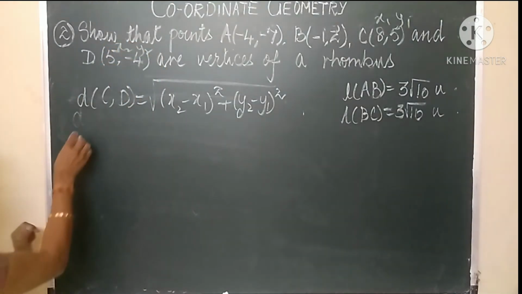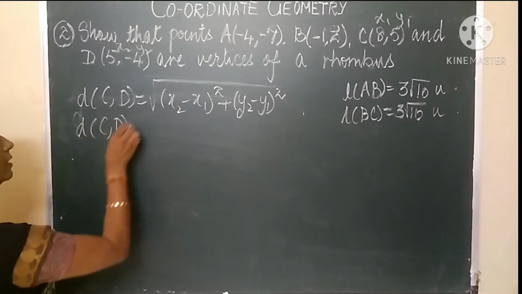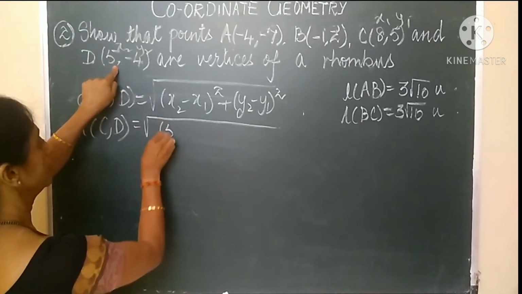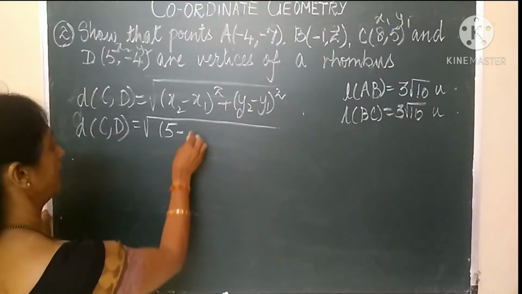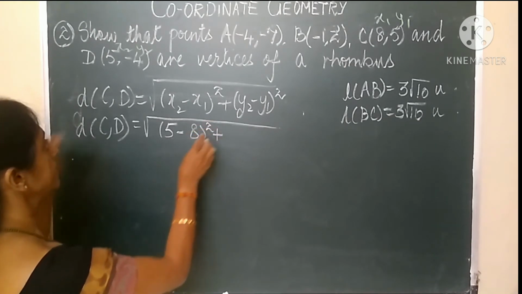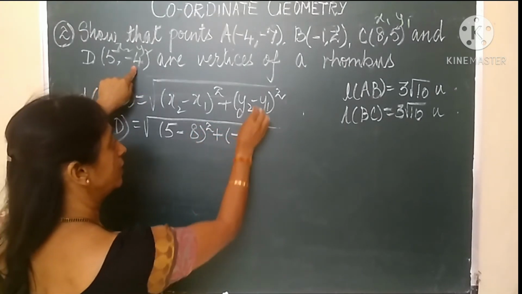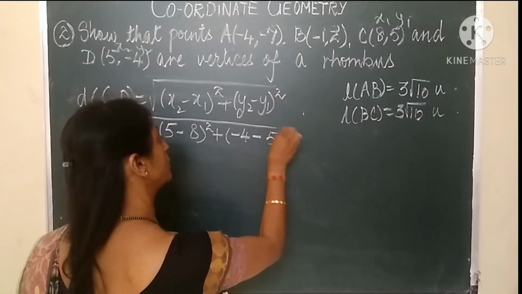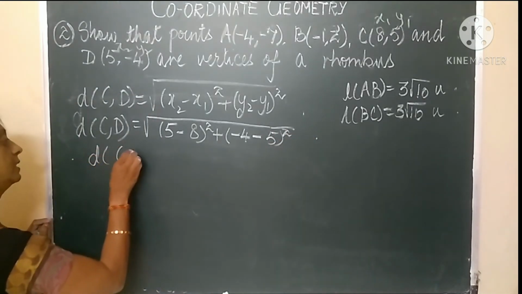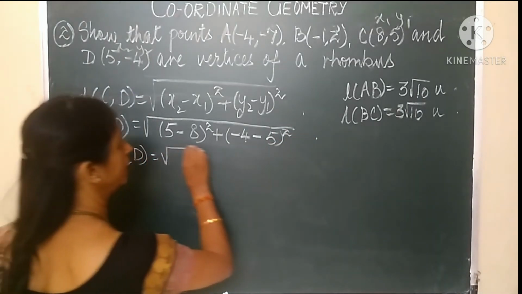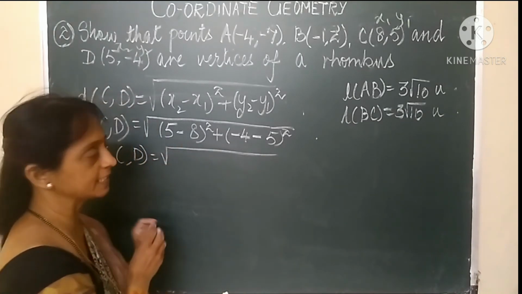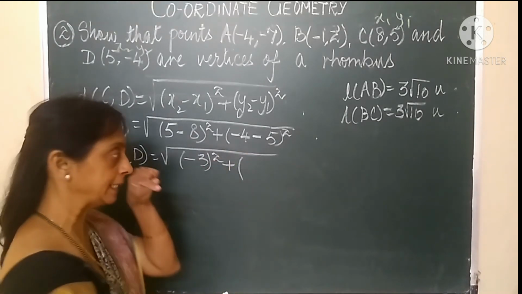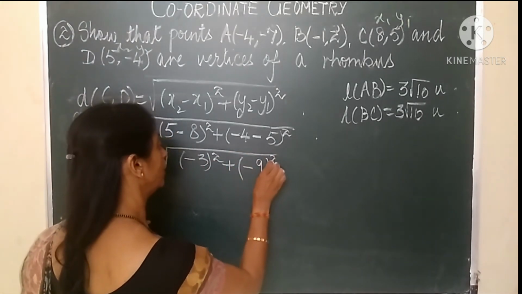So for point C, x1, y1, and for the point D, x2, y2. To begin with the calculation part, distance CD will be equal to square root of x2, that is 5, minus x1, that is 8, the whole square, plus y2 is minus 4, minus y1 is 5, the whole square. So over here, distance CD will be equal to square root of 5 minus 8 is minus 3, the whole square, plus minus 4 minus 5 gives us minus 9, the whole square.